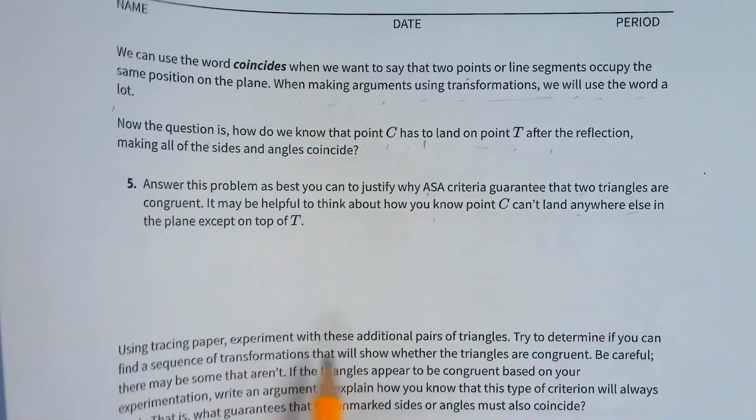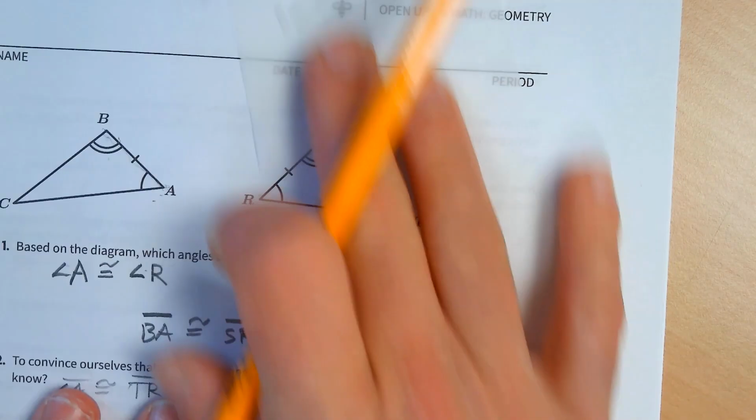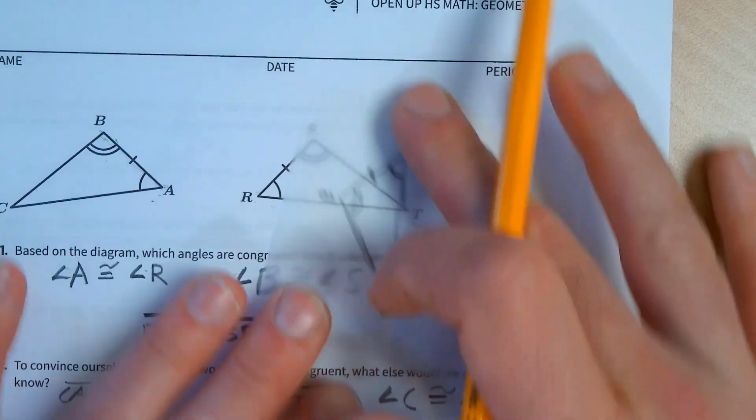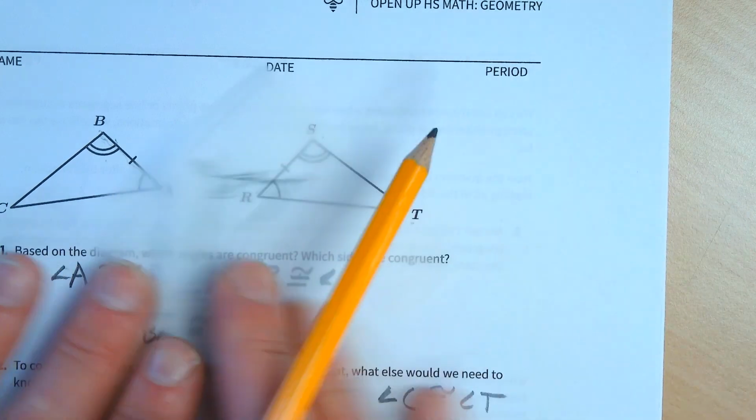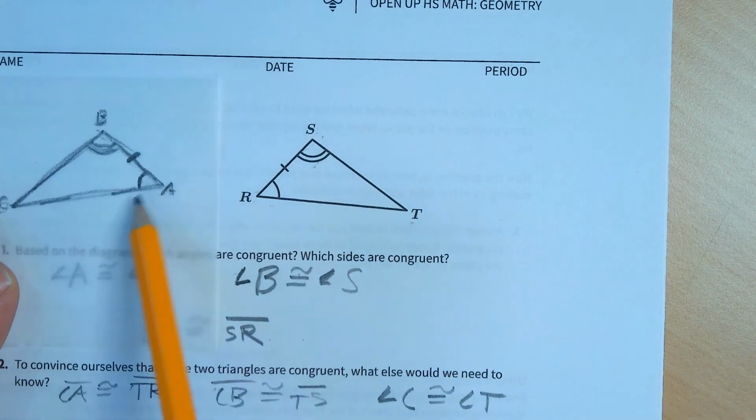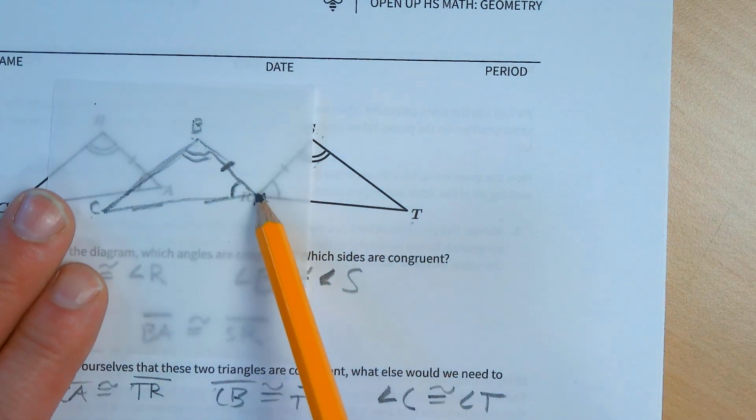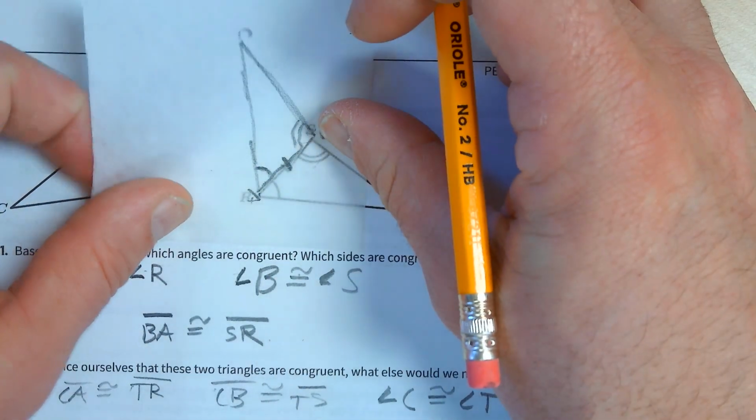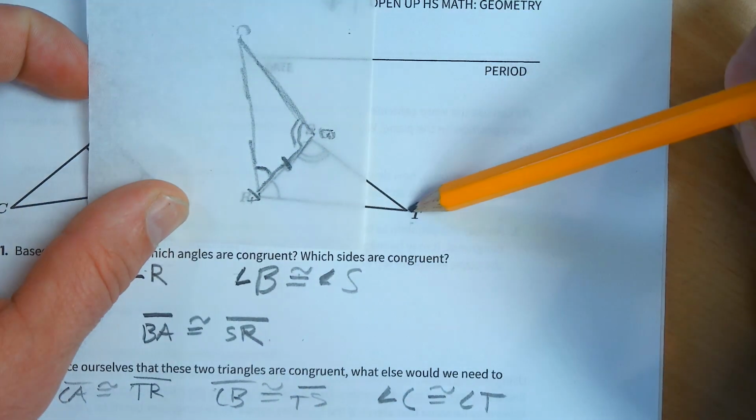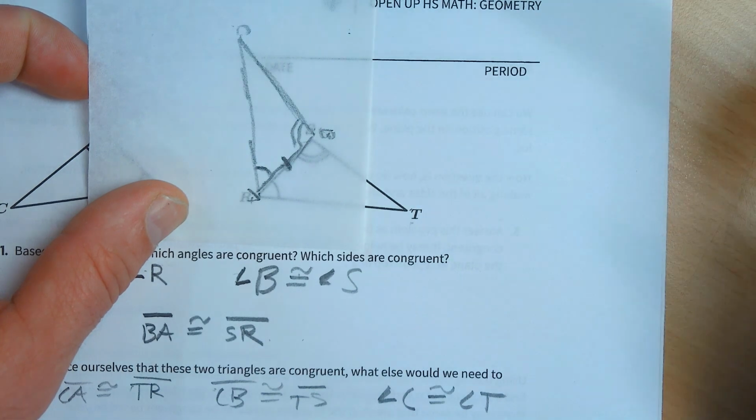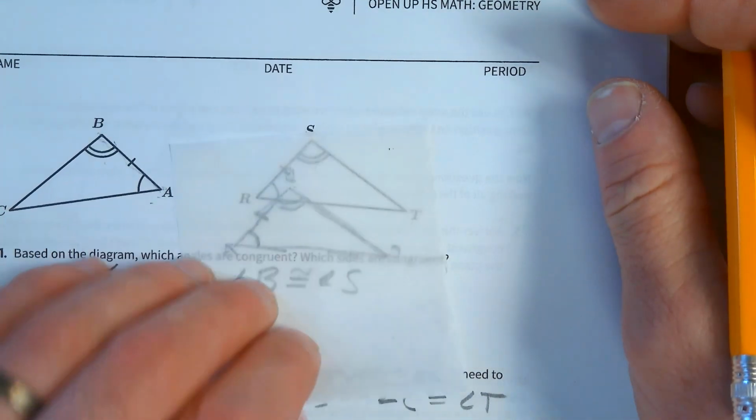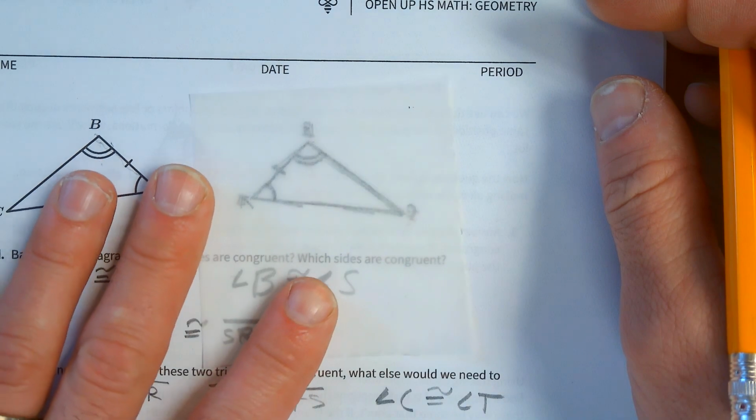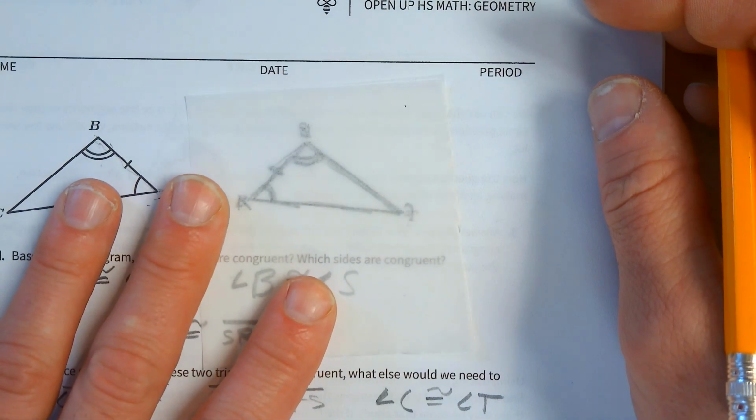Okay, so what they're talking about is this moment. Okay, let's do it their way, I guess. A to R, rotate until bing, and then reflect. Now they're saying C lands on T. How do we know it does, though? Sure, it looks like it does, but how do we know it must?